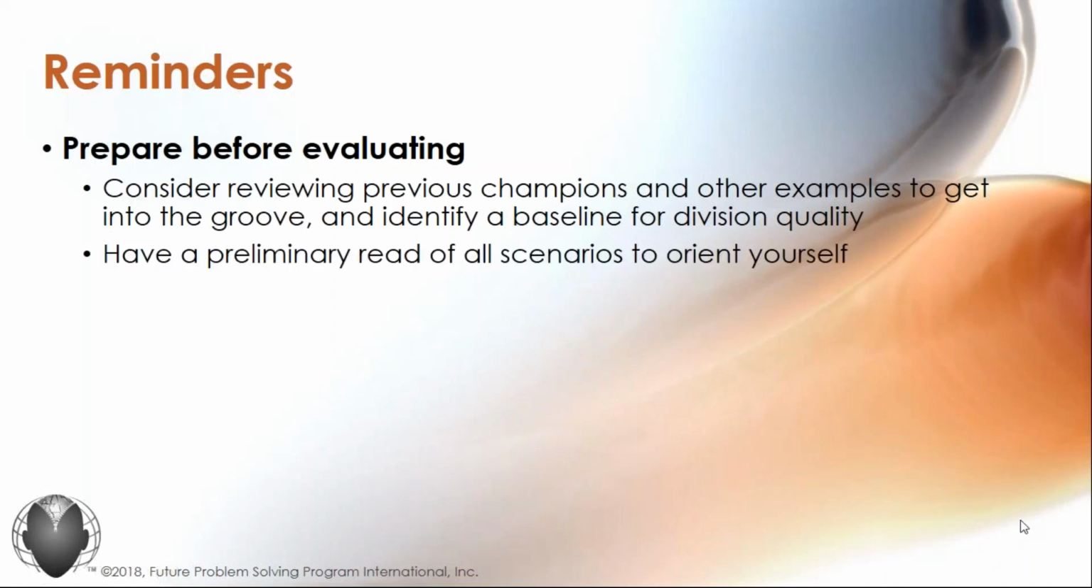So here are some reminders to consider before evaluating. We ask that you review previous champions and other examples to get into the groove, to help you identify a baseline for division quality. What we like to do from the international office before we ask people to start evaluating is let you know, based on your preference and where the needs are, which division you will be evaluating, and provide you with the prior year's champ for that division, so you can get a feel for what that division looks like at the highest international levels.